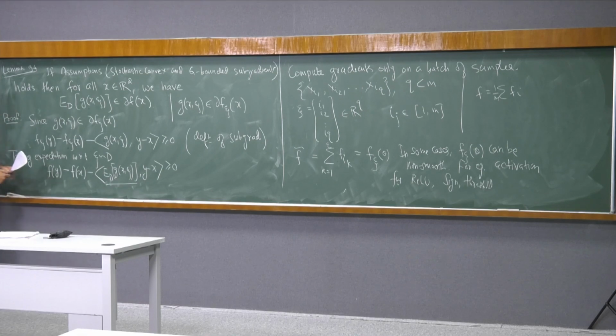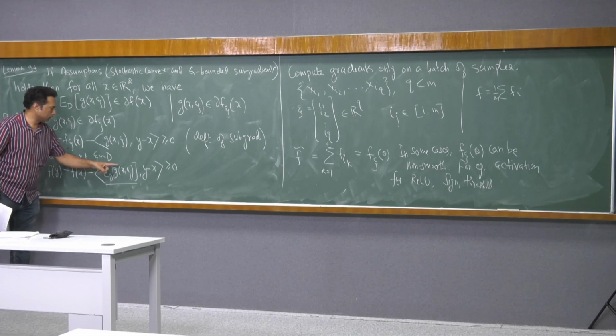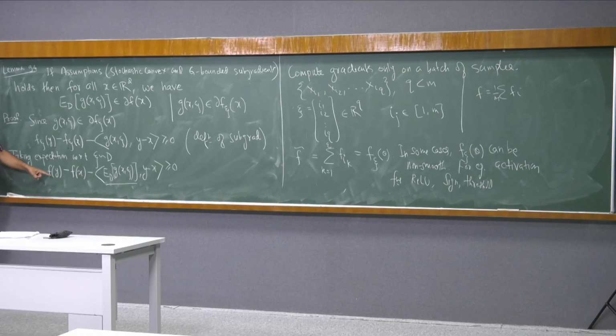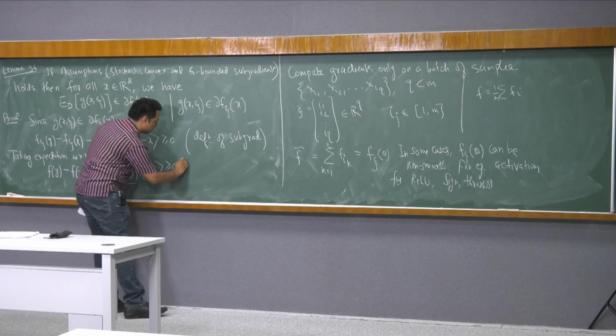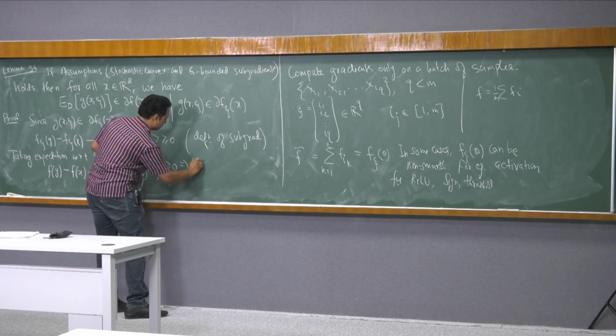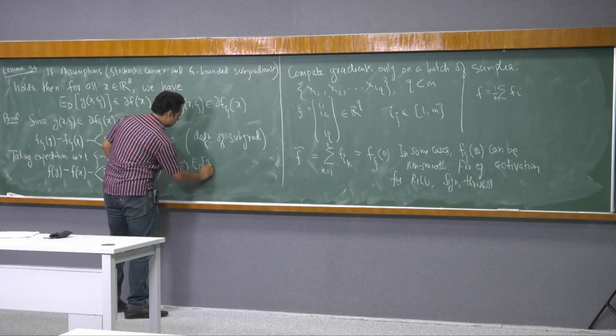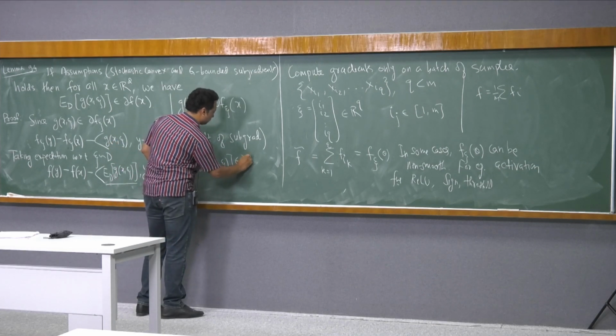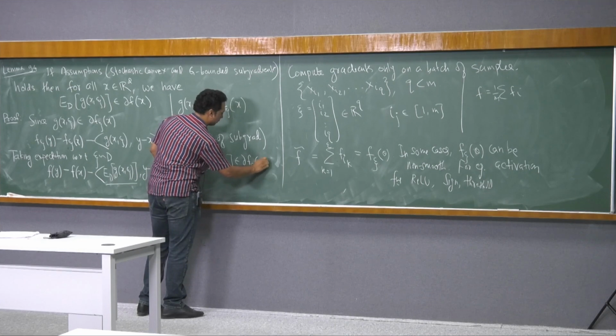This now must be the subdifferential. By the definition of the subgradient itself, if I can find an eta that satisfies this inequality, then eta must be in the subdifferential of f at x. So this immediately implies, by the definition, that the expectation of dg of x, xi is in the subdifferential of f at x.